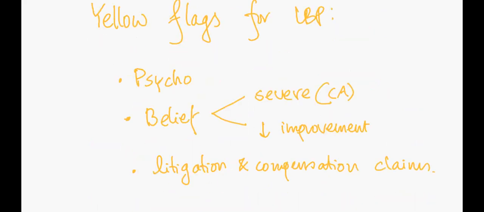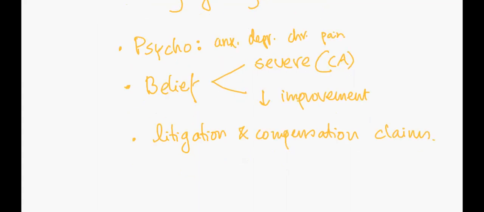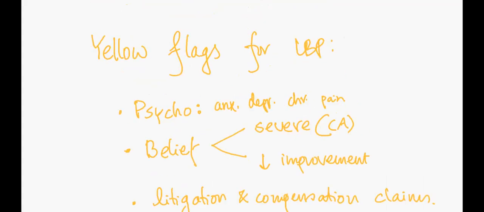The yellow flags increase the risk of chronicity and disability, and those include psychological factors such as anxiety, depression, or history of other chronic pain disease. If the patient believes that the condition is very severe or there is no chance of improvement, and if there is ongoing litigation and compensation claims, all of those will increase the risk of chronicity and increase the risk of disability. Okay, that's all.